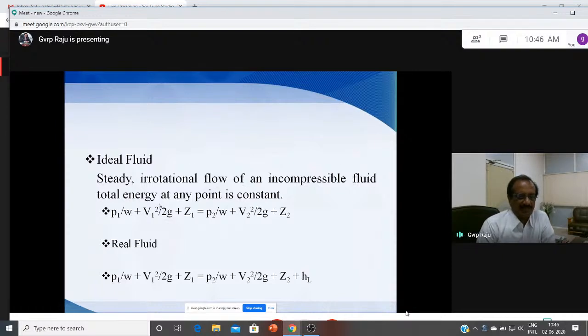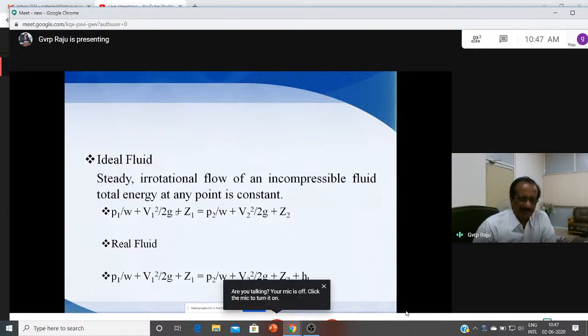P1 by W is the pressure head, then velocity head and datum head. Then pressure head at point 2, velocity head and datum head. I will write these straight away in the problems. You might have followed the discussion yesterday and seen these topics on your own, so that it will be easy for us to move on to the objective questions smoothly.